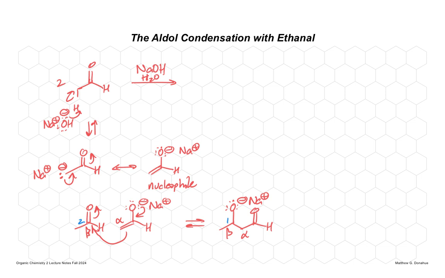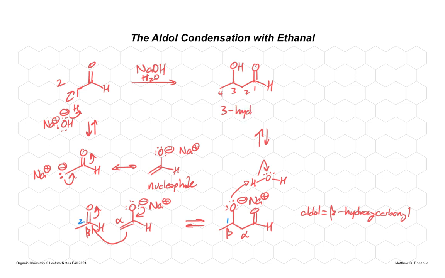And the general form for an aldol, so beta hydroxy, I'm just going to say carbonyl. So the carbonyl can be an aldehyde, a ketone, an ester. So again, that carbonyl can be whatever, but the beta position has to be hydroxy. And then to finish it off is the proton transfer. So this would be 3-hydroxybutanal.